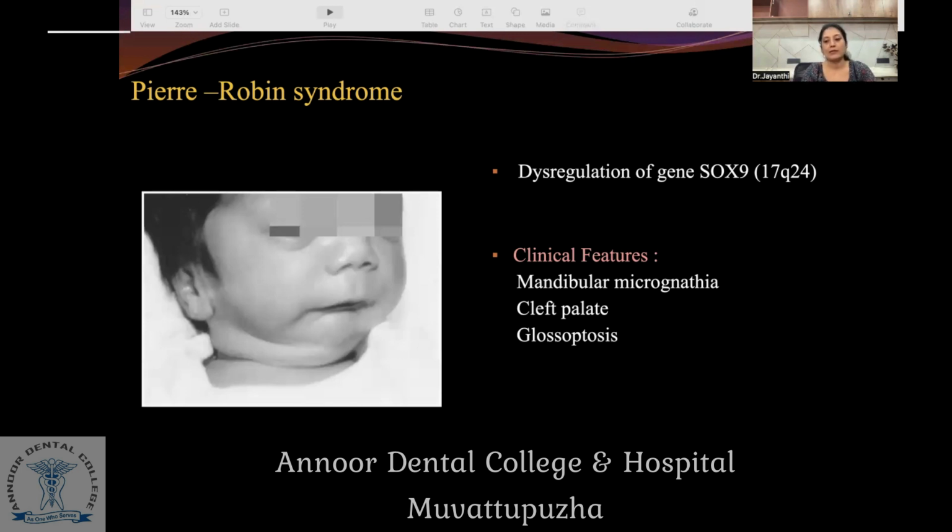Now, recently, rather than calling this condition a syndrome, people prefer to call it an anomalad, because one event, which is a primary event, in this case the primary problem is mandibular micrognathia, that primary event is leading to a secondary event, that is your cleft palate, which is leading to another event, which is glossoptosis. So one event or one problem is leading to the other problems. Therefore, it is preferable or better to call this condition Pierre Robin anomalad rather than calling it a Pierre Robin syndrome.